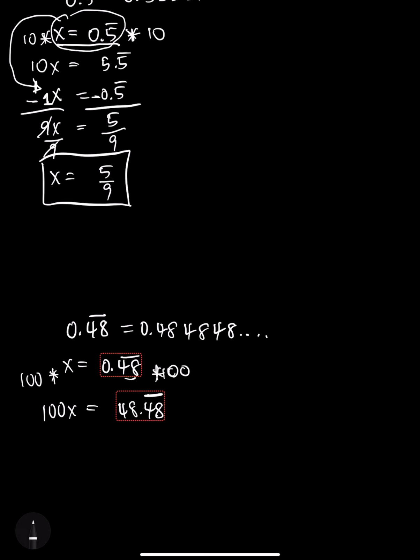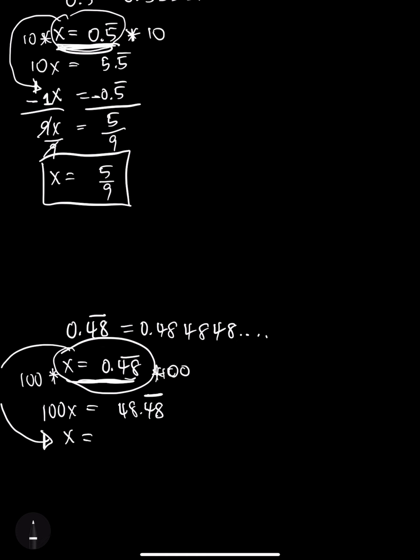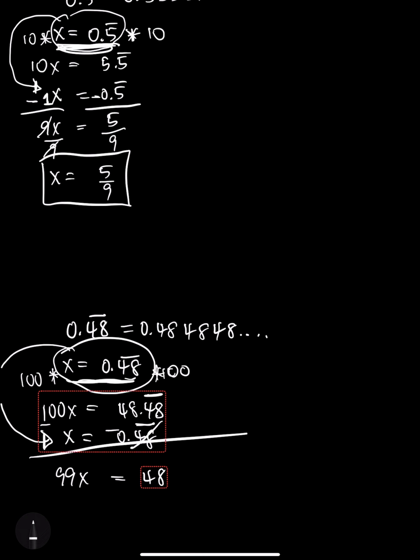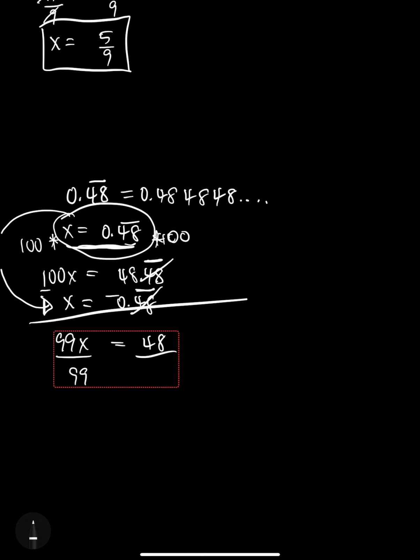And so just like we did up here when we recognized that x is equal to 0.5, we bring this under this equation, right? x is equal to 0.48 repeating, to get rid of those decimals. We subtract on both sides, and we get 99x is equal to 48, because these cancel out. And we repeat the process, divide by 99 to get rid of the 99 in front of the x, and we do that on both sides. And so now we're just left with x is equal to 48 over 99.